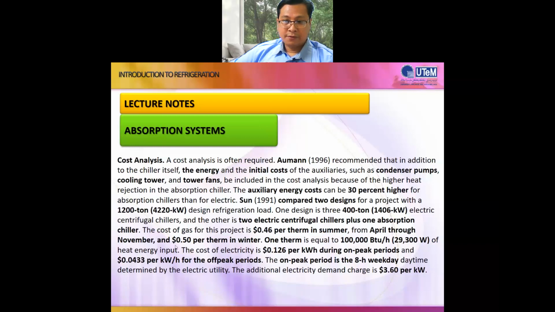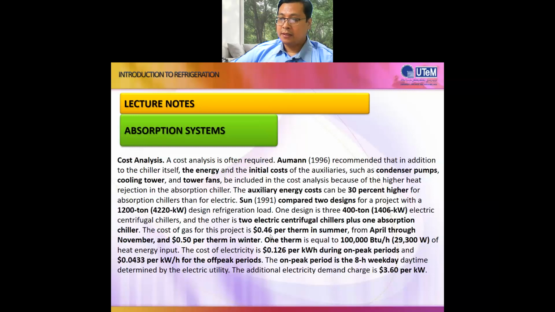Sorry, I will find the term. Actually, therm means the BTU. Yeah, equal. Okay, this one. One therm is equal to 100,000 British thermal units per hour. So that means we will burn the energy of 100,000, then the price is 46 cents in dollar.